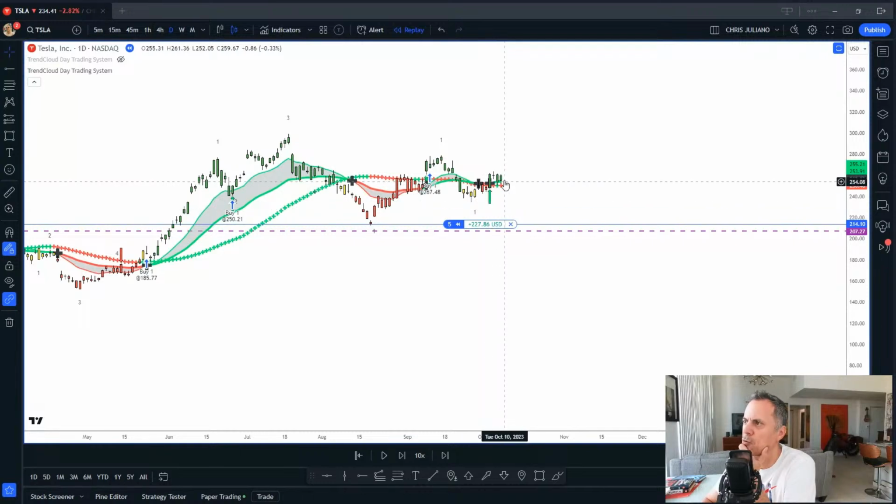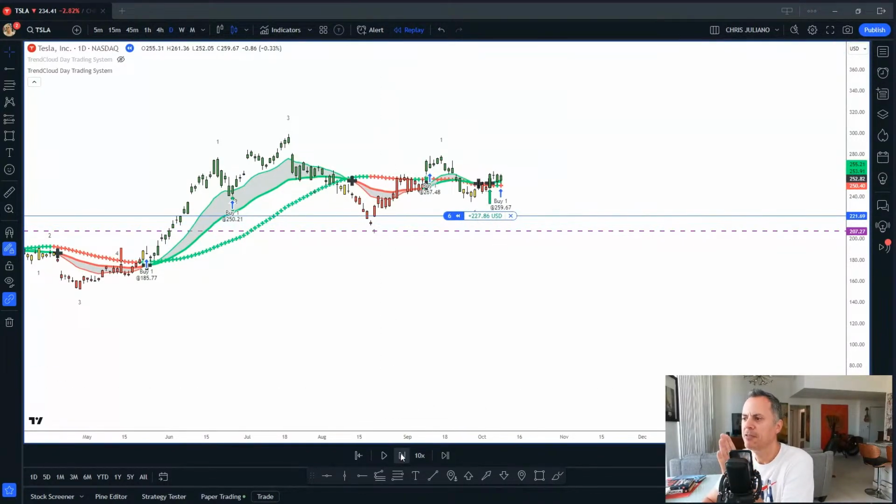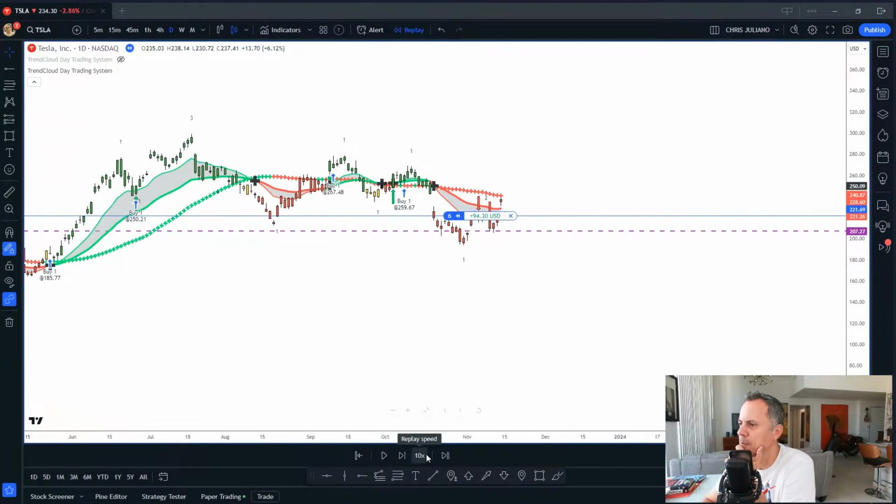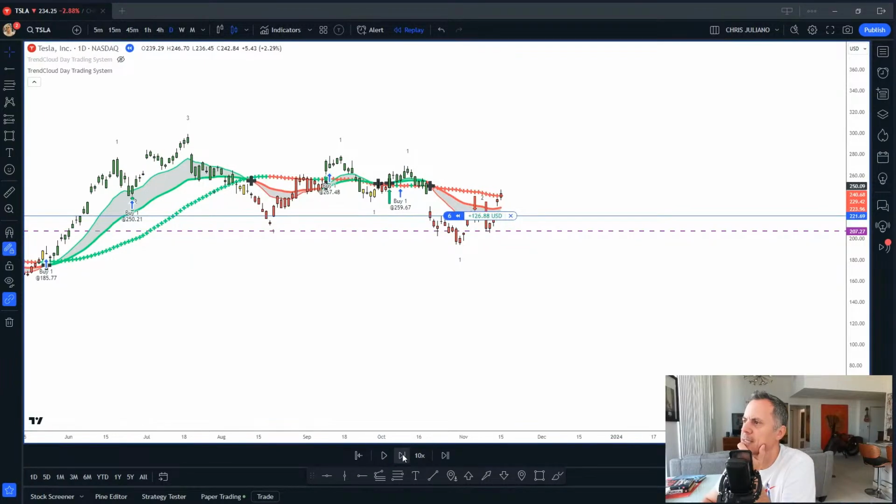Move forward. Crossed over again. There's a signal. Buy it. These are accumulation points. Pulls back deep. Okay. Notice how we're not in the red anymore, right?